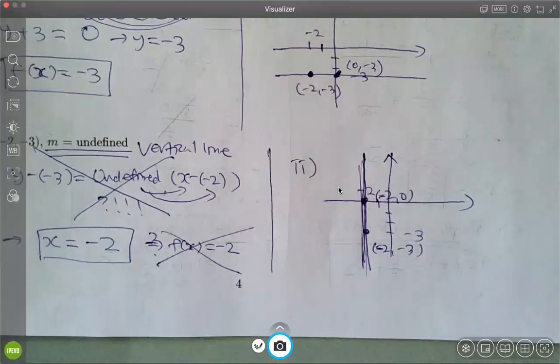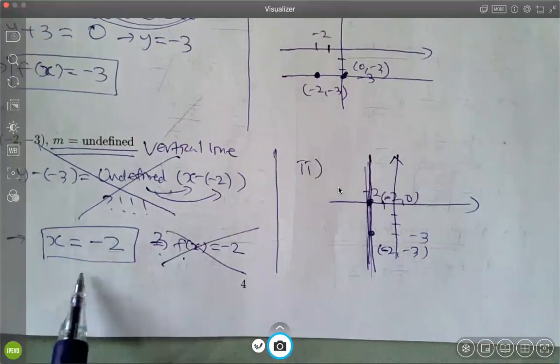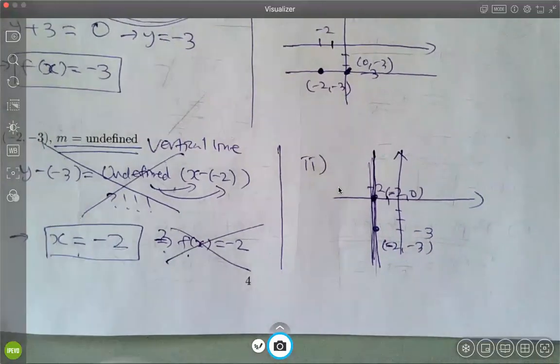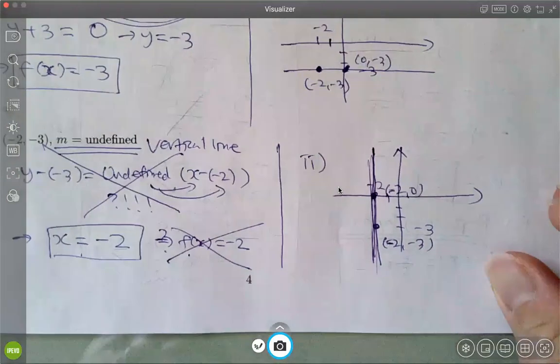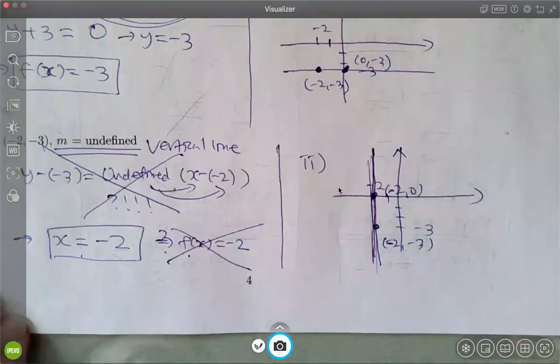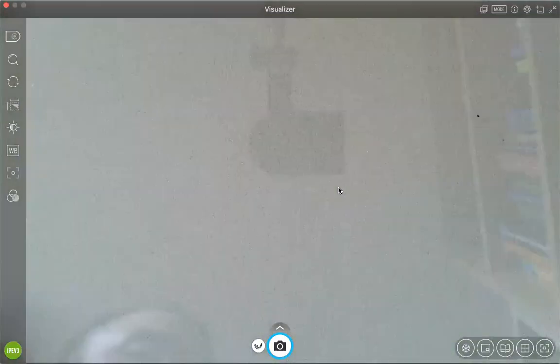And remember, f of x is the same thing as y, right? Not x. So it's just x equals -2. And we cannot use function notation because it's not a function. Okay, any questions over these problems? Okay, so it's kind of long and tedious a little bit.